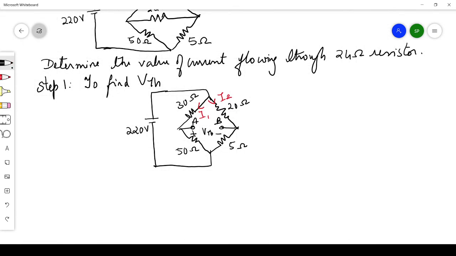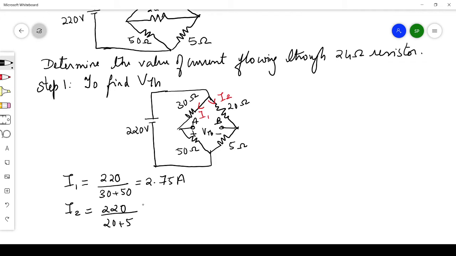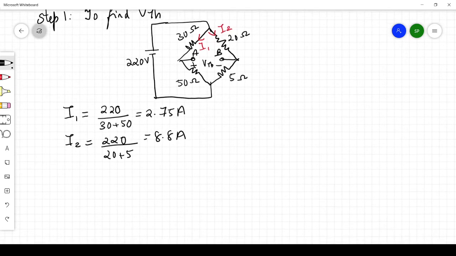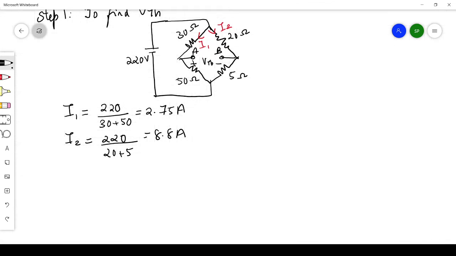Now we will write the equation. To find I1, by applying Ohm's law we get 220 divided by the resistance across that voltage. It is 30 plus 50, since they are connected in series. So we'll be getting 2.75 amperes. And I2 is 220 divided by the resistance, that is 20 plus 5, so we'll be getting 8.8 amperes. Okay, now we can write the equation for VTH.